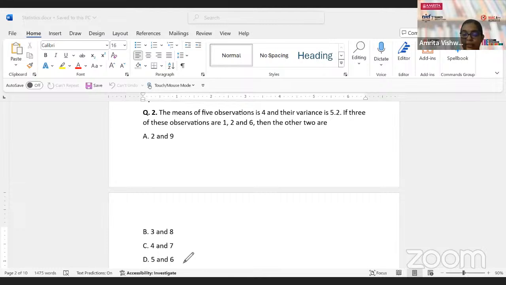You have number of observations, you have mean, you have variance, and you have 3 observations also. Just use the formula to find the variance and just use the formula to find the mean. Substitute these values and then you'll get the answer. So yes, those students who have completed answering, you can type the answer or even the option in the chat box. I'm looking at the chat box only.